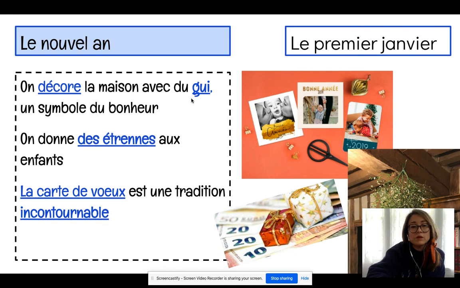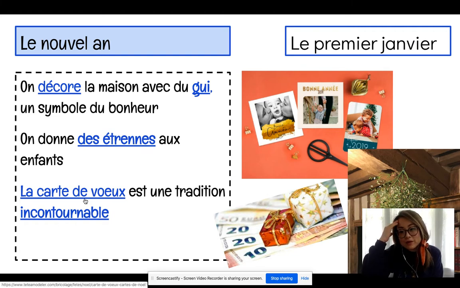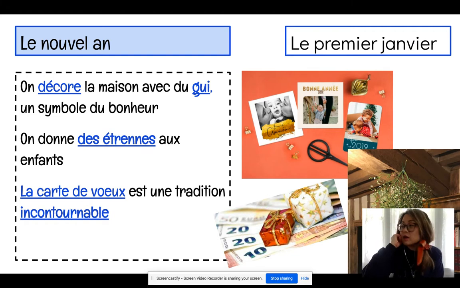Et pour le Nouvel An, voici les mots de vocabulaire. So you can see the vocab words in blue there. So that will help you identify what you should take notes on.